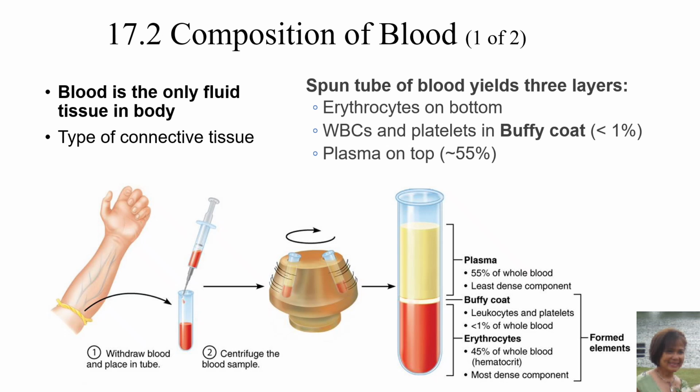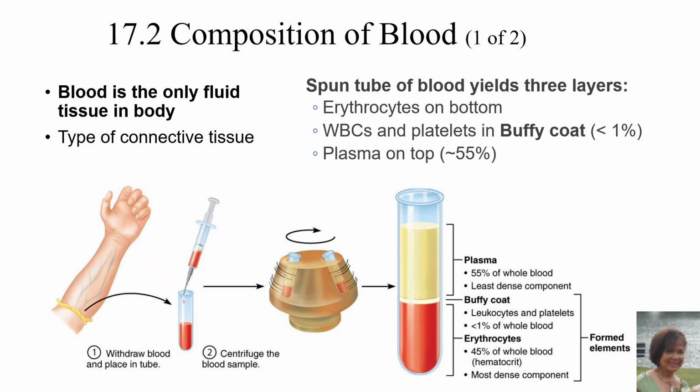The blood is the only fluid tissue in the body. It is a connective tissue. The matrix is a non-living fluid called the plasma, and you can see here this is whole blood that's been placed in a centrifuge, and the centrifuge spins the blood, separating it into its most dense component and its least dense component.